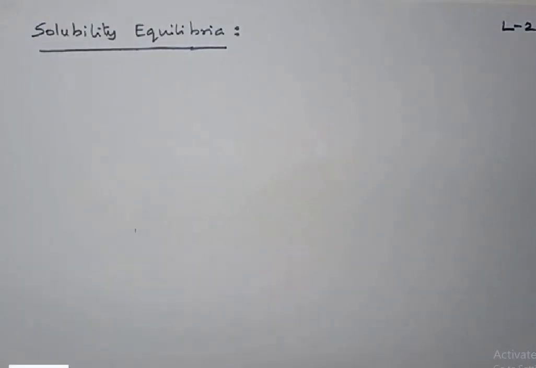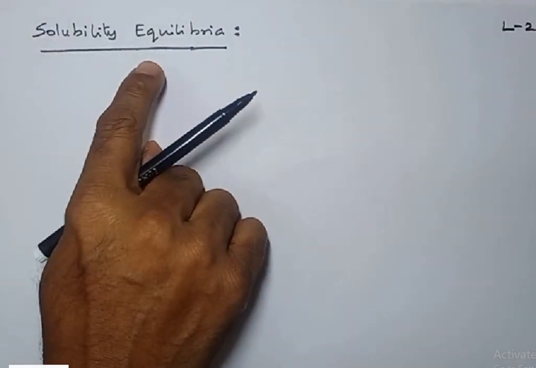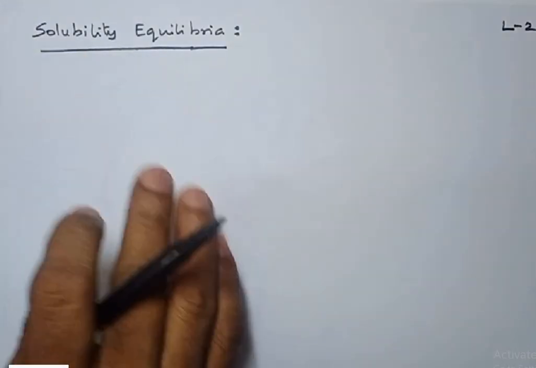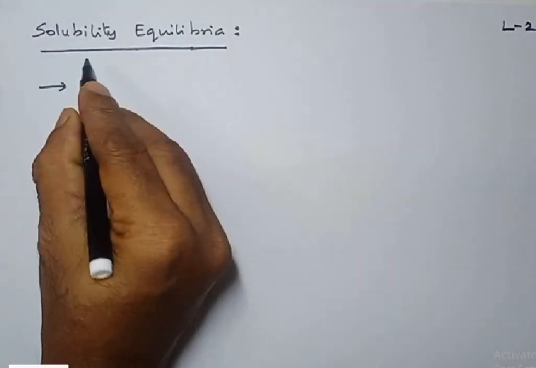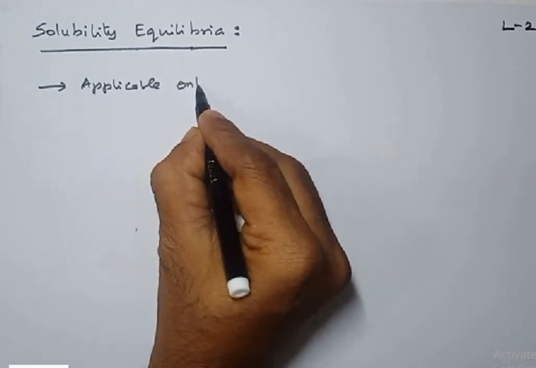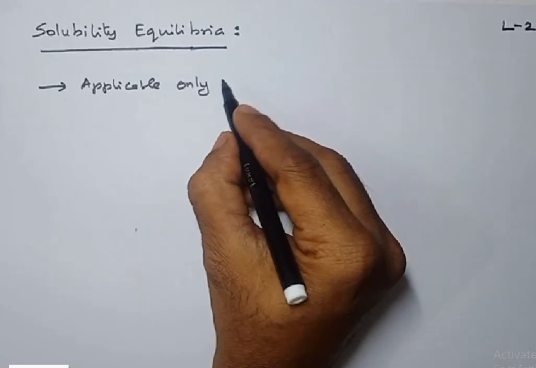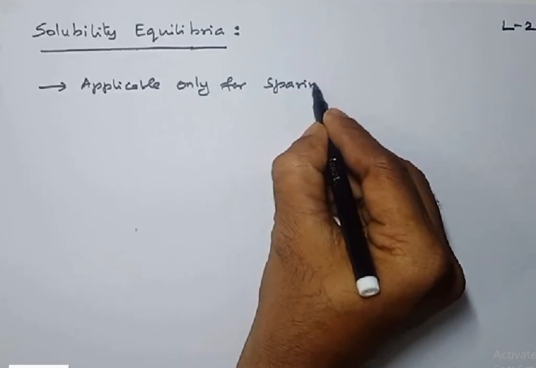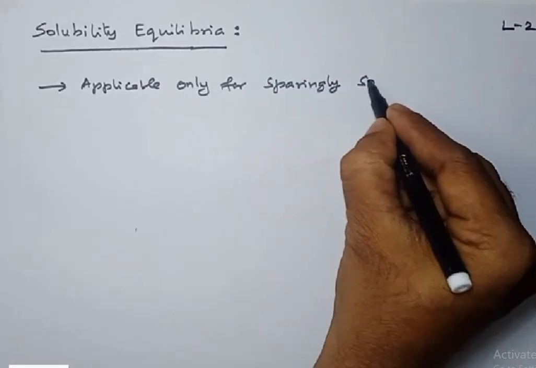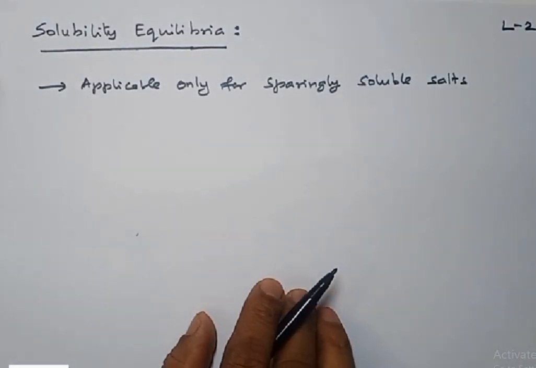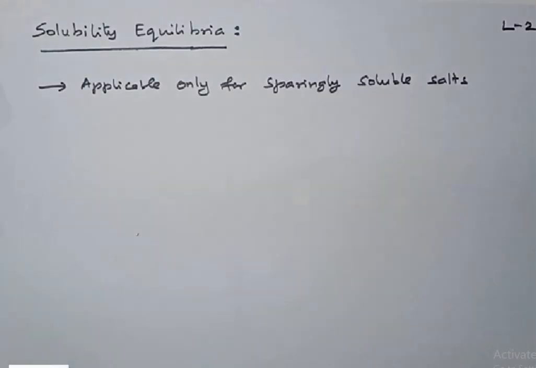Okay, now we'll discuss solubility equilibria. The concept of solubility equilibria is applicable only for sparingly soluble salts. Equilibrium exists only for sparingly soluble salts. Now, let me take one example.